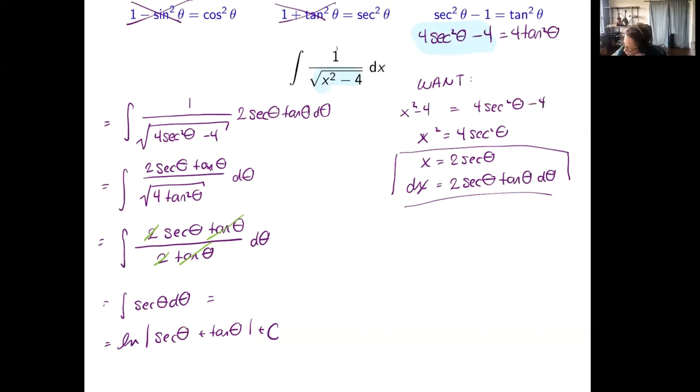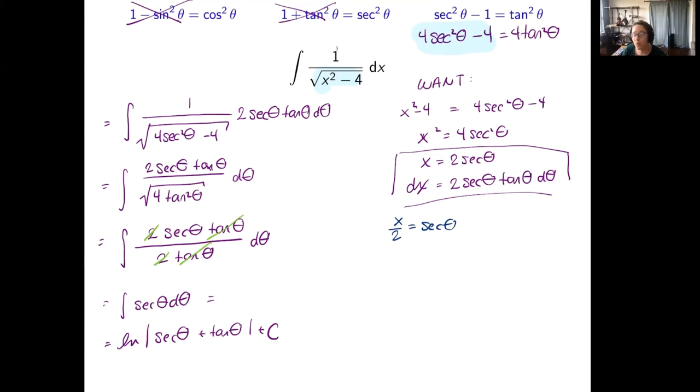So we can do that by using the definition of theta. This line here is where I said, I'm going to define a new variable theta, my own invention, and this is its relationship with x. So from my definition, I see that x divided by 2 is secant theta. So this is easy enough. This is x over 2, but I still need to find tangent of theta.